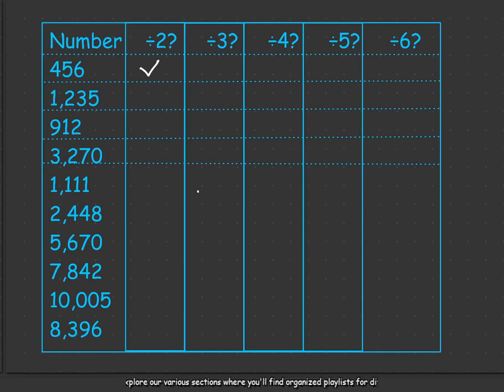If you don't know, you can just say 1 plus 5. 1 plus 5 gives us a 6. 6 itself is divisible by 3. Hence, the 15 is divisible by 3, and so is 456. So we can take a yes.